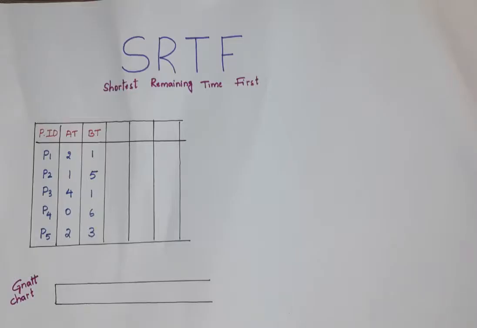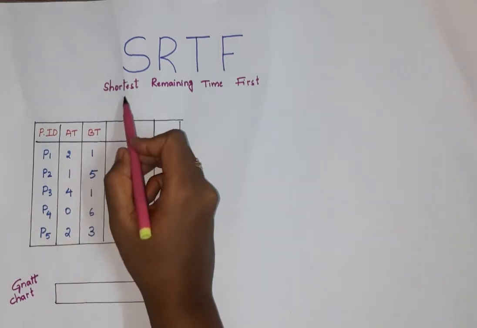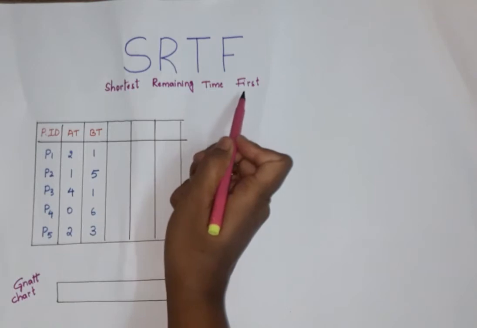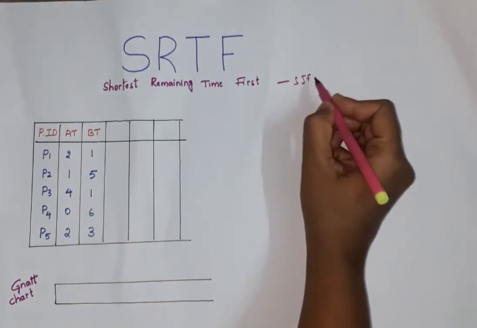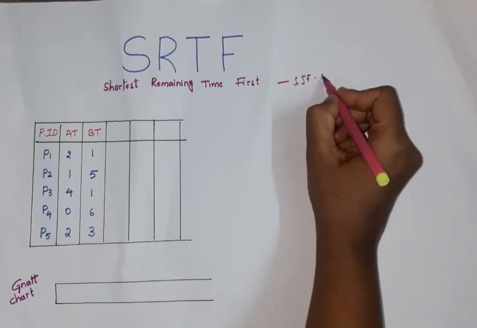Hello everyone. In this video we will discuss SRTF, which means shortest remaining time first. It is also like SJF only. In SJF, what happens? There will be no preemption.